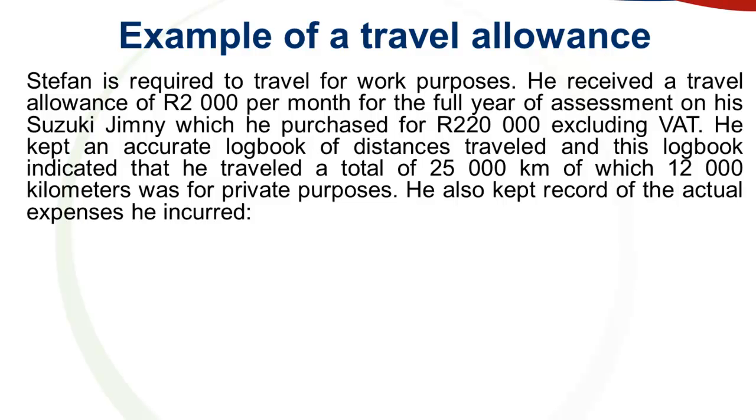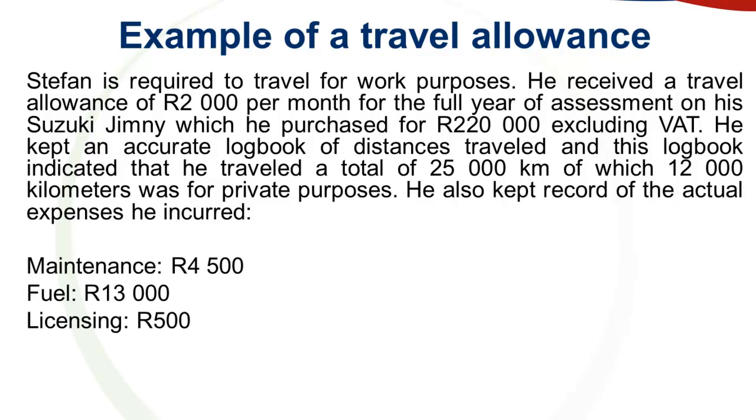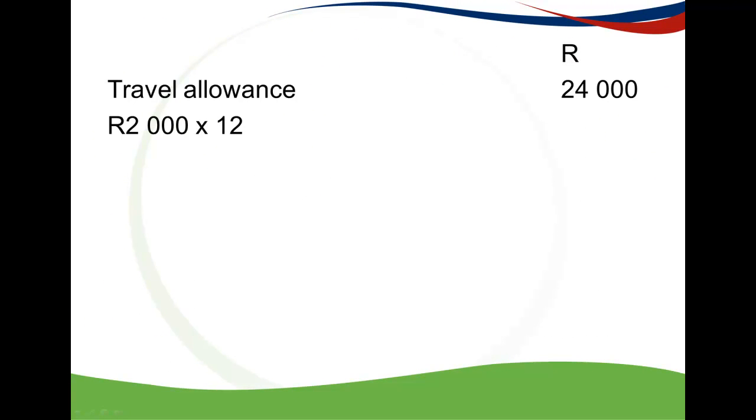So we can go and calculate step number 2. He had maintenance costs, fuel costs, and licensing costs. Your framework is that you need to take your travel allowance and then from that you need to go and deduct your business use. So in the question they told us that Stefan earned 2,000 Rand per month for a full year of assessment. So you're going to multiply 2,000 with 12 to get to your travel allowance. Your next step is then to go and deduct your business use.